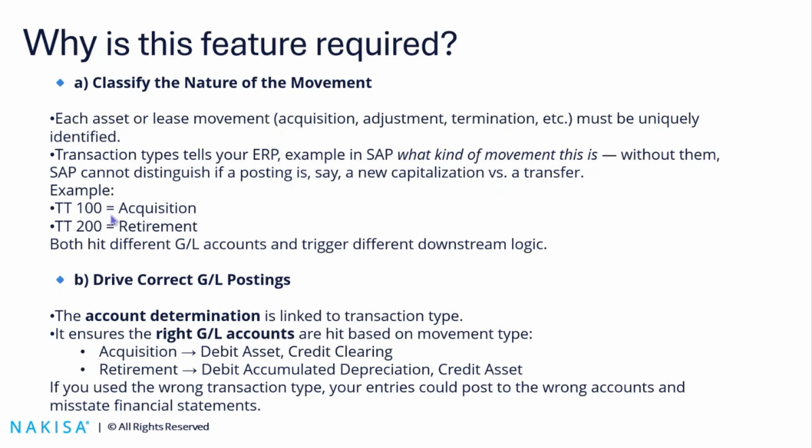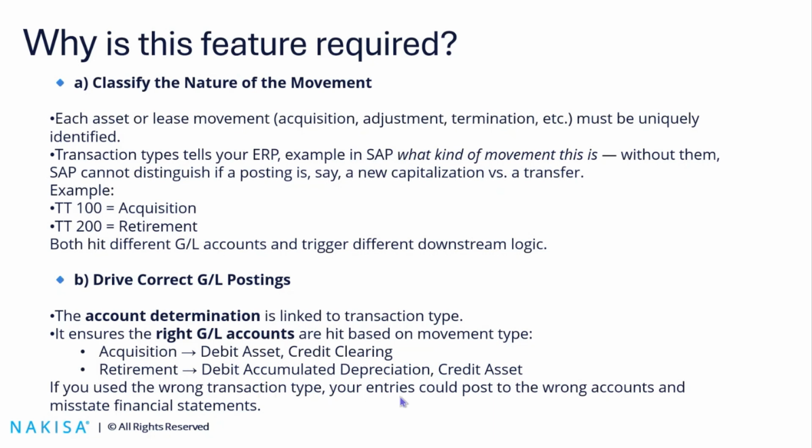An example here is given as TT 100, which will equal an acquisition. The account determination also drives the correct GL posting, and it is linked to transaction type. Currently we had just the basic ones, and now we've added a few more. For example, in this case, we are looking at an acquisition for an asset. There'll be a debit to asset, retirement, a credit to asset.